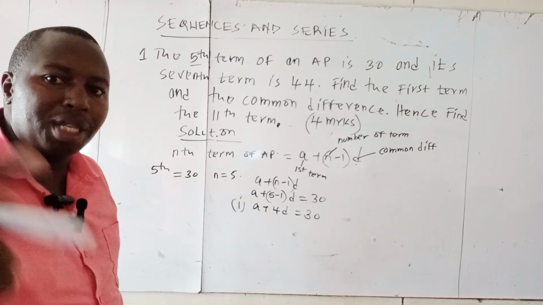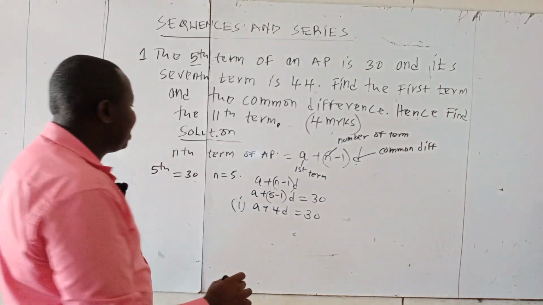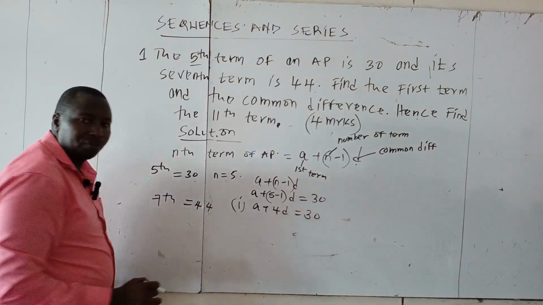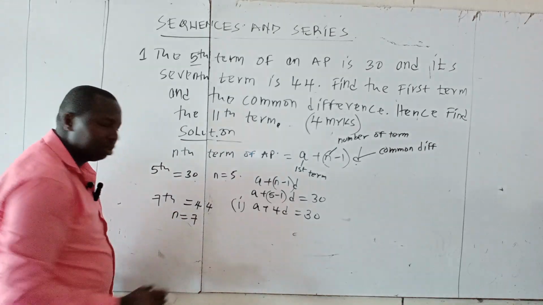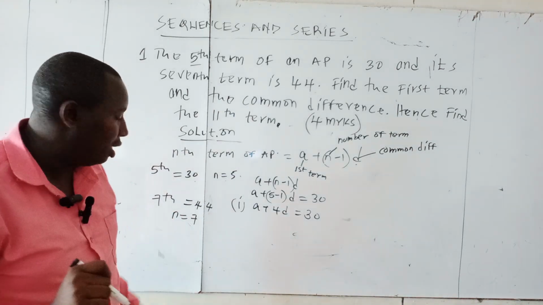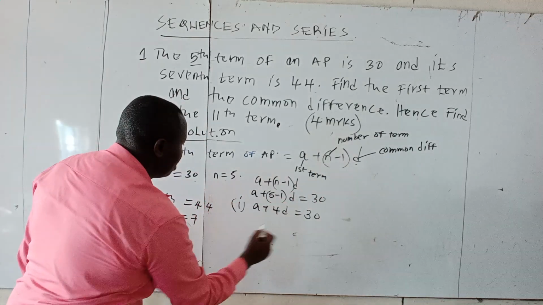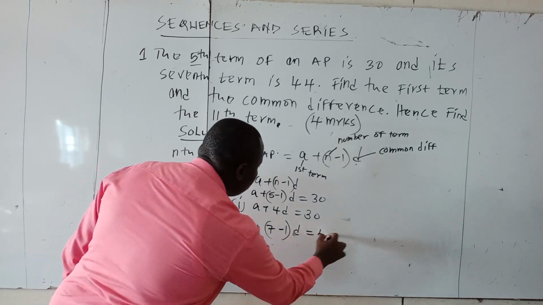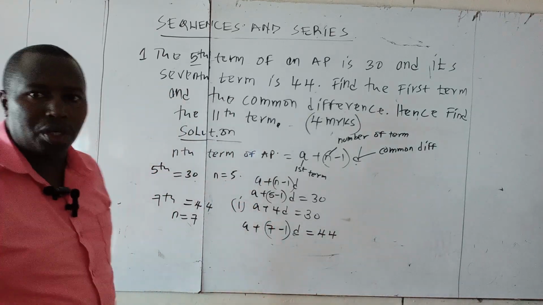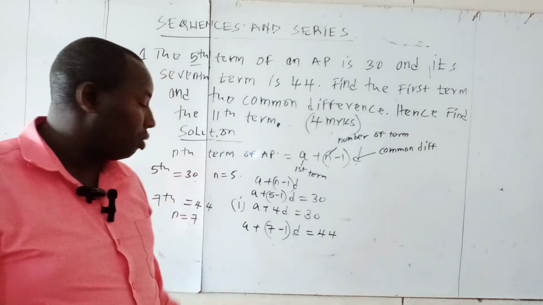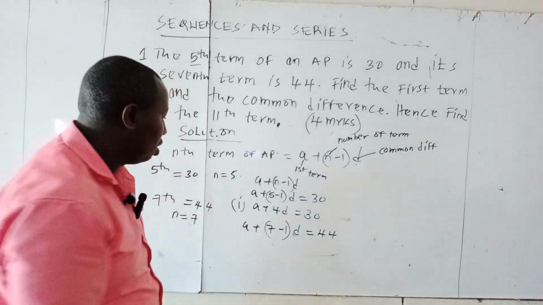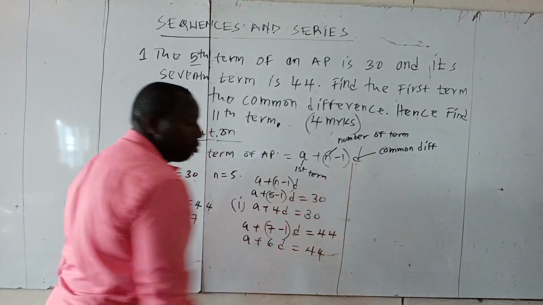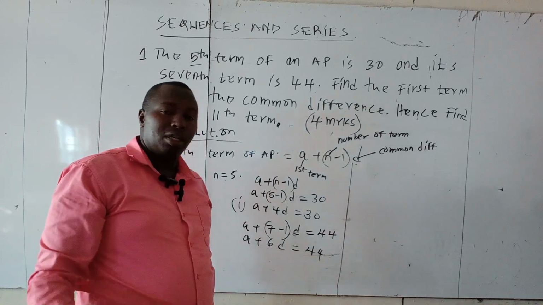Now you go to the next and form the second equation with the seventh term. You are told it is 44. In this case, n is 7, because you're talking of the seventh term. So substitute n: A plus 7 minus 1 d equals 44. Therefore, 7 minus 1 is 6, so you say A plus 6d is equal to 44.